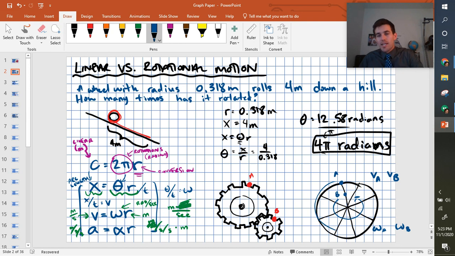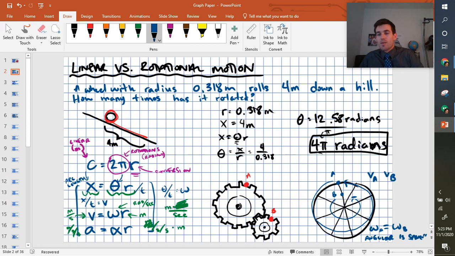By the time B makes one full circle, one full rotation, 2 pi radians, A has also made 2 pi radians. So every time that one of them goes however many degrees, whatever angular displacement, the other one has to be the exact same thing because they're on the same wheel. So the angular velocity is always the same. I want to repeat, the angular velocity is the same if we're on the same wheel.